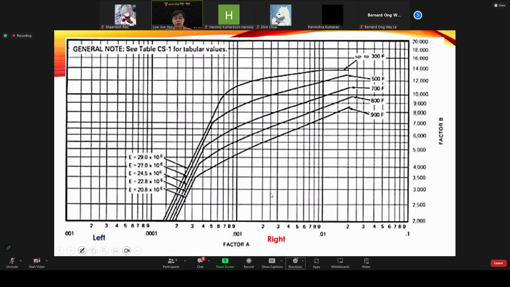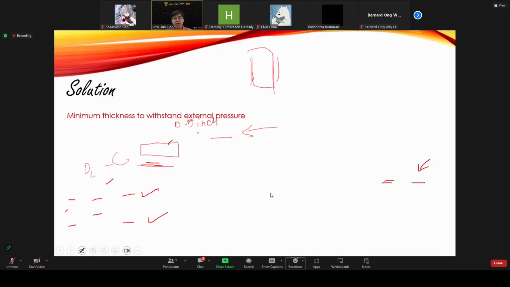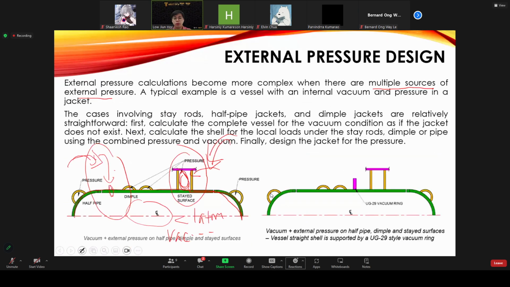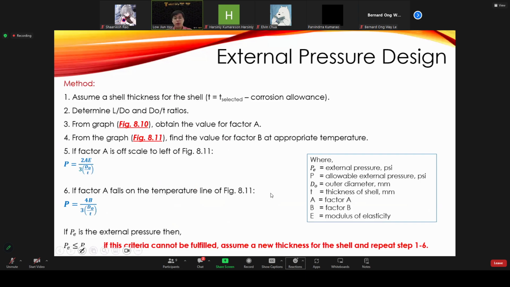Now we go to figure 8.11. 0.00009, where is the value? Somewhere here on the left hand side. So based on the value of factor A we identified just now, we don't have any line here. In that case, remember I told you already, if the value of factor A is too small and we cannot identify the factor B, then we proceed directly to apply the equation here.